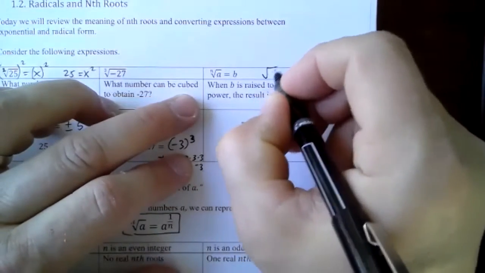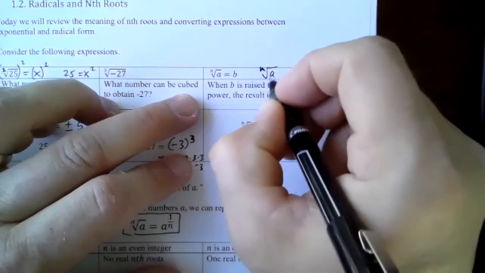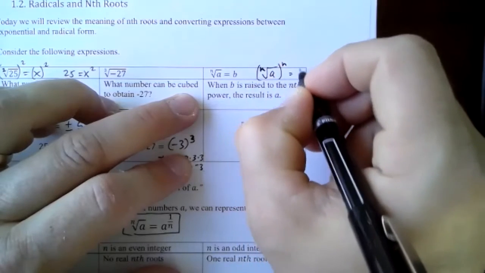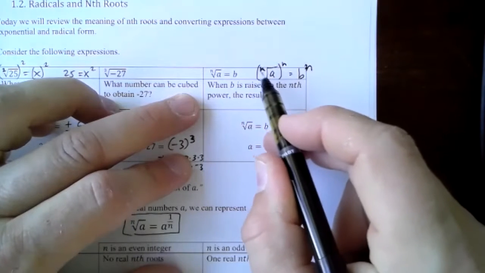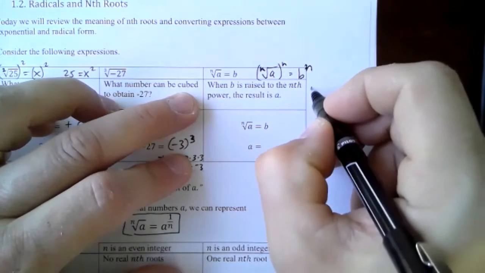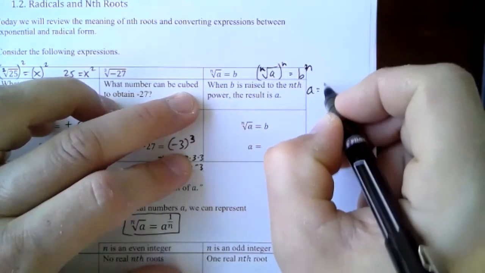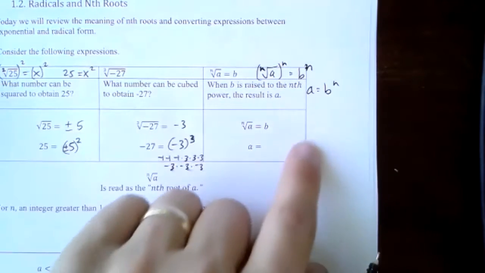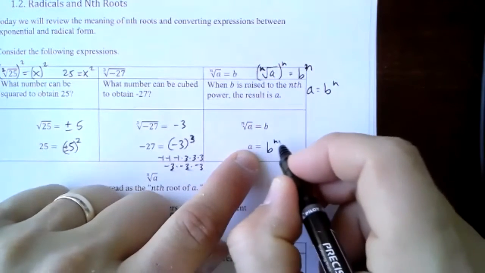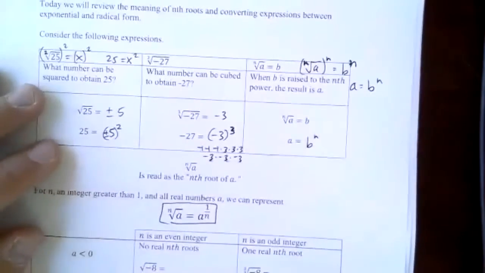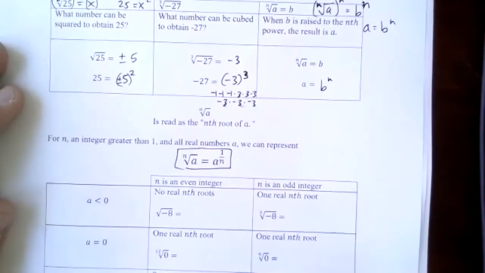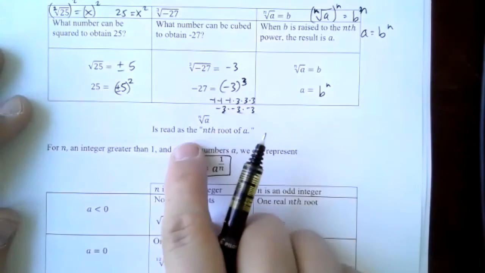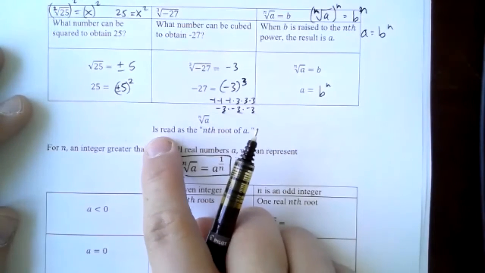So that's kind of what's happening here. That's the nth root. If I raise that to the nth power and raise b to the nth power, the nth root and the nth power cancel each other out, and then we find out what a's answer is. A would be b to the nth power. So I'm going to put a equals b to the nth power. I know these are kind of tough notes to follow, but you'll understand it as we go more. You'll start getting to where you can actually understand the material a little bit.